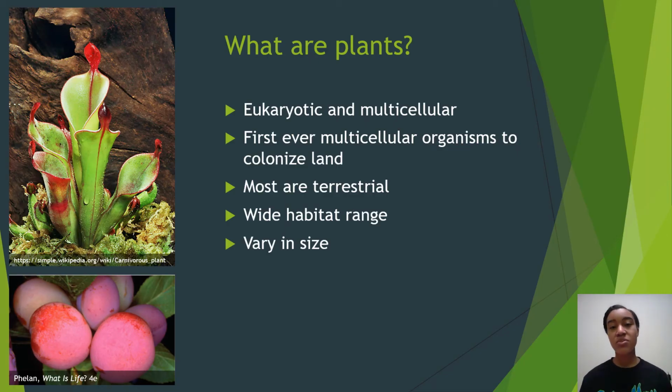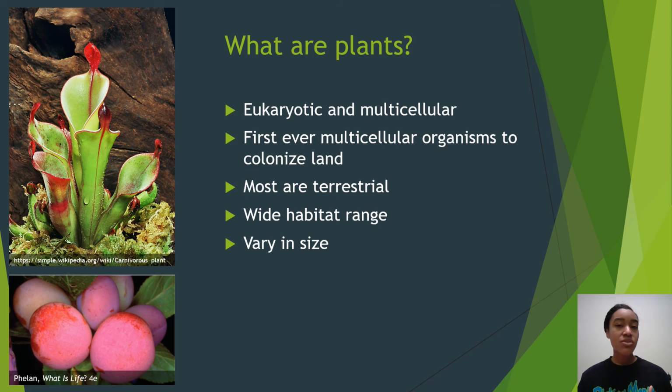So, first things first, what are plants? Most of us probably are like, yeah, I know what a plant is, but we're going to talk about them in super detail, more than you ever thought you would ever want to know about plants, okay? So plants are eukaryotic and multicellular. They were actually the first multicellular organisms to colonize dry land. So they're kind of the pioneers that allowed for the diversity we see on land today.